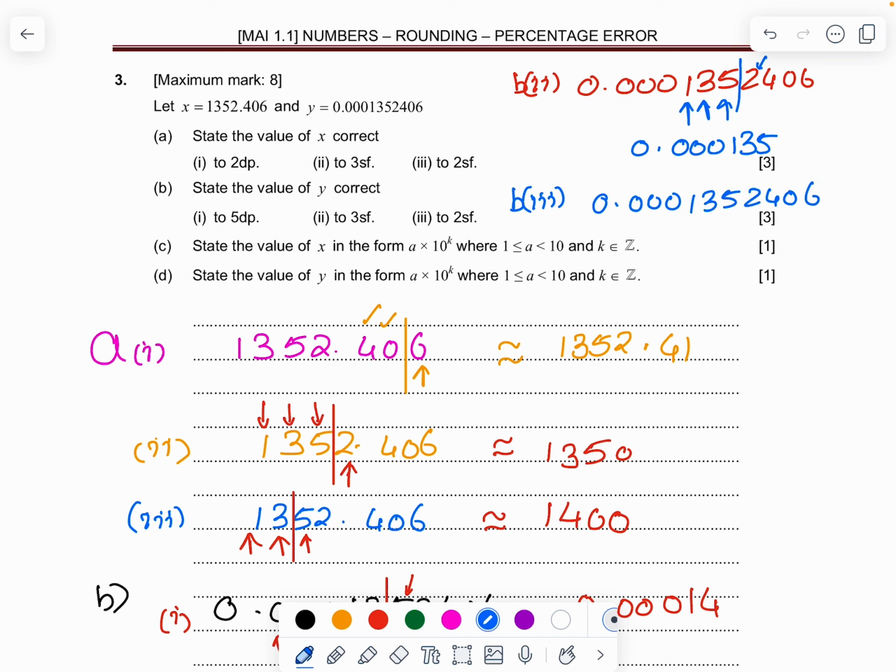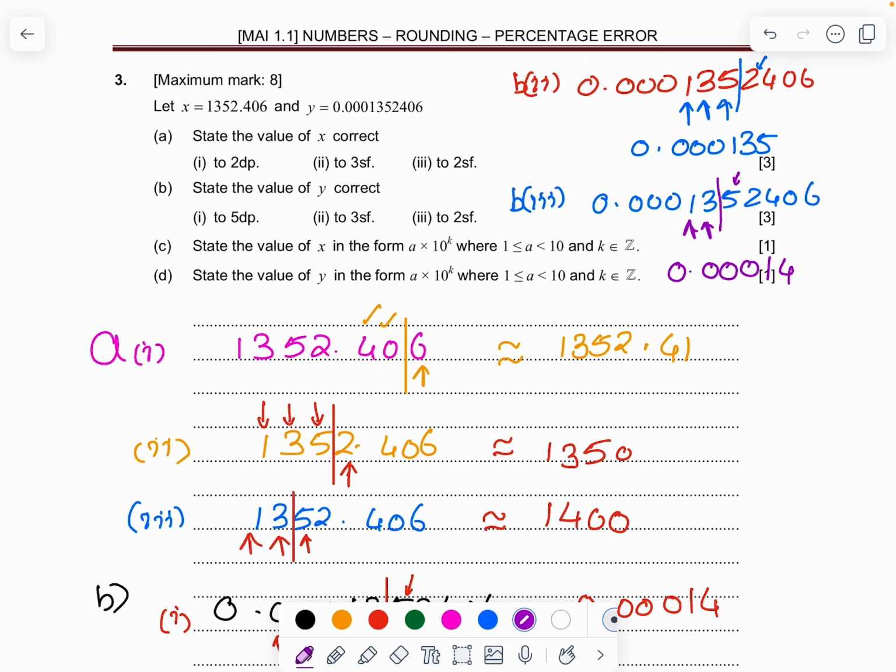0.0001352406 to 2 significant figures. First significant figure, second significant figure. So draw a line. This number is more than 5, so you have to add to the next number, 1 becomes 4. That's going to be the answer for B3.